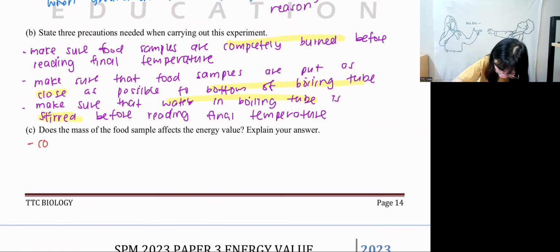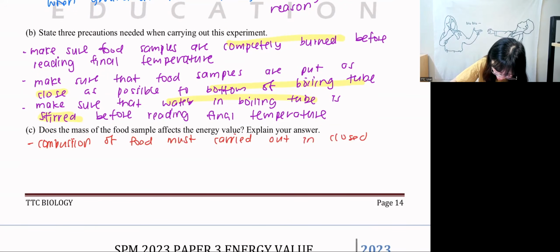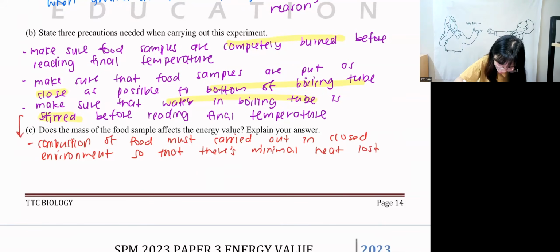So you can say combustion of food must be carried out in a closed environment so that there is minimal heat loss. This is still the continuous answer, guys. Heat loss to surrounding.